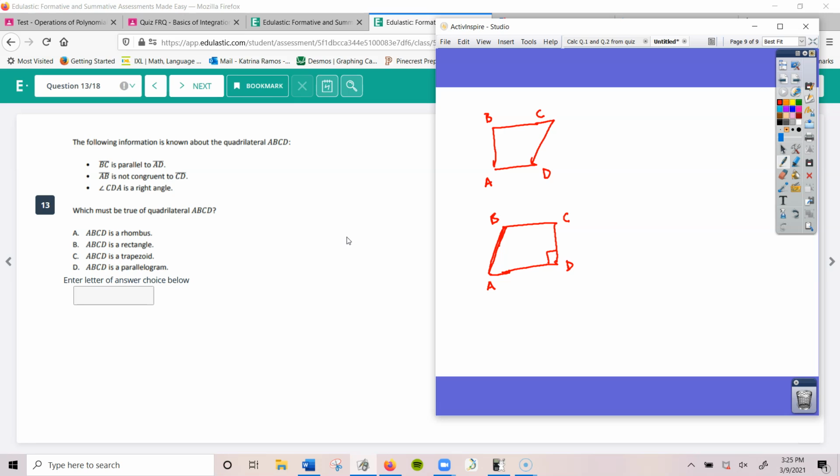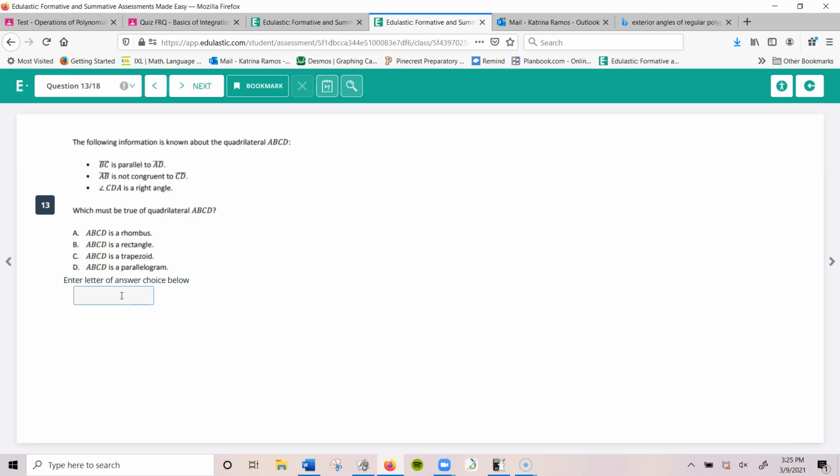ABCD is a trapezoid. Well, this definitely looks like a trapezoid. We have the parallel sides here, and the opposite sides there don't have to be congruent. So I would go with C, because then for D, ABCD is a parallelogram. If it's a parallelogram, then opposite sides would be congruent as well, making that second statement false. So the correct answer here would be C.